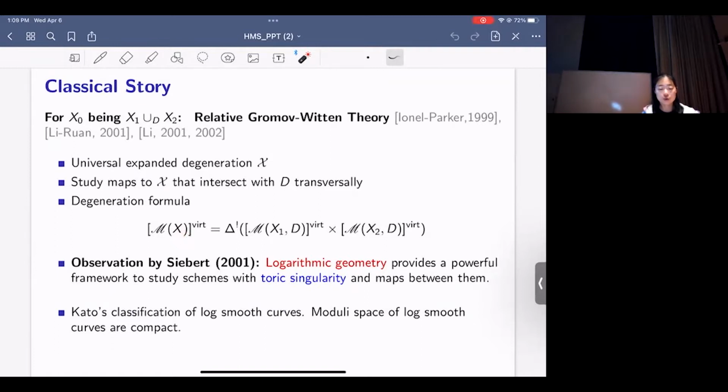Yeah, so an observation by Bernd is that in order to generalize this picture to normal crossing varieties, we probably need some new technique, and logarithmic geometry actually provides a very powerful framework to study such schemes with mild singularities, like toric singularities, and the maps between them. It has the advantage that a lot of objects in the log category, after we construct them, are already compact. So we don't need to worry about the compactification. For example, the moduli spaces of log smooth curves are already compact.